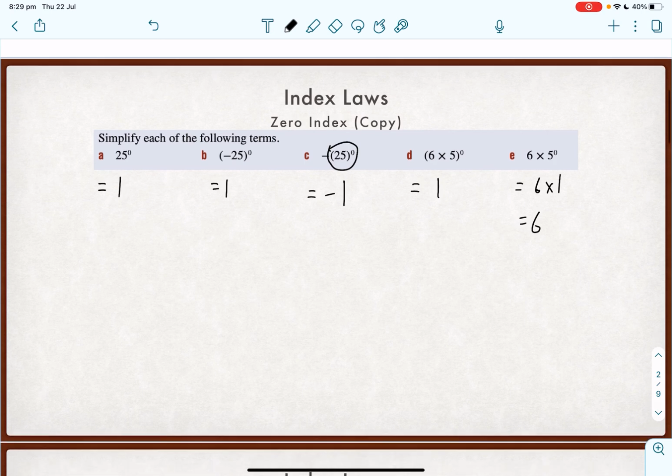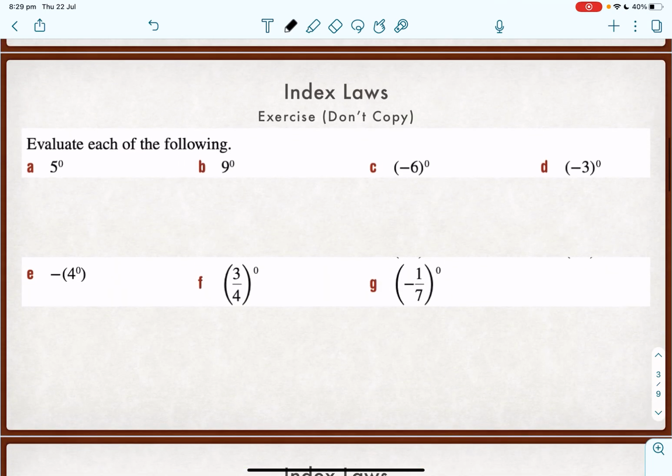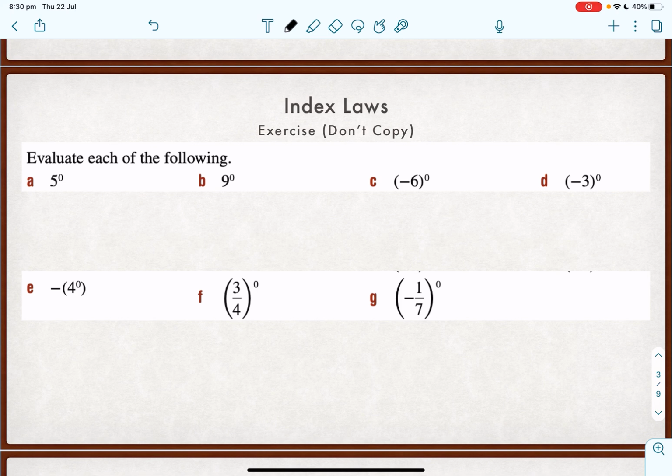Okay. I hope this is easy for you. So if you're okay, let's move on. Otherwise, you go back and give yourself some time to digest a little bit. Okay. Now, I've got 7 questions, so give it a go first. Once you're done, we go through it together.